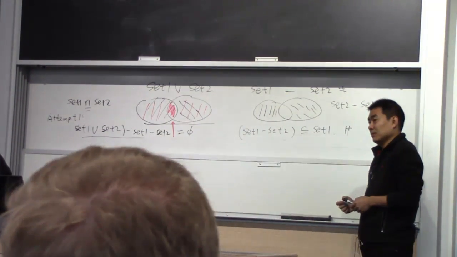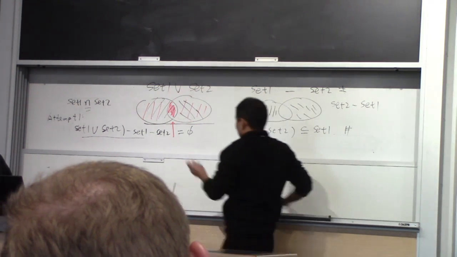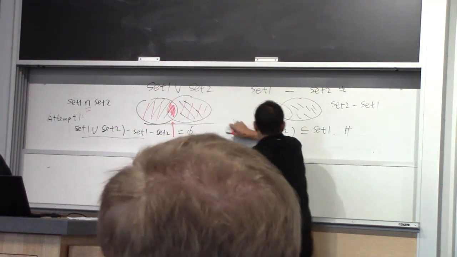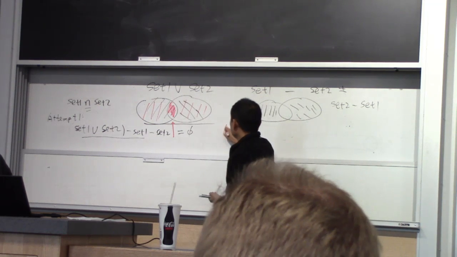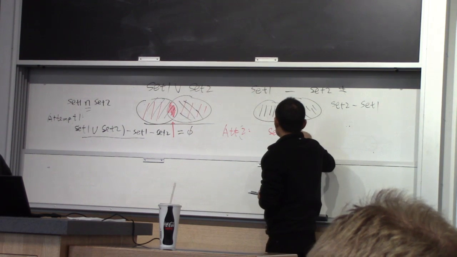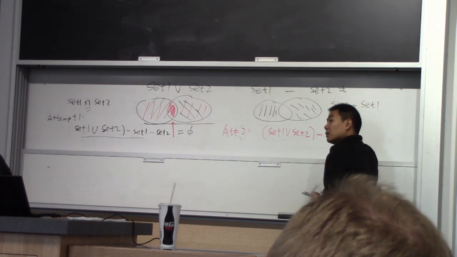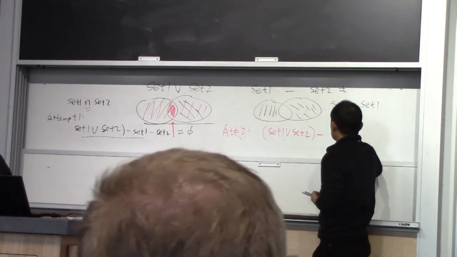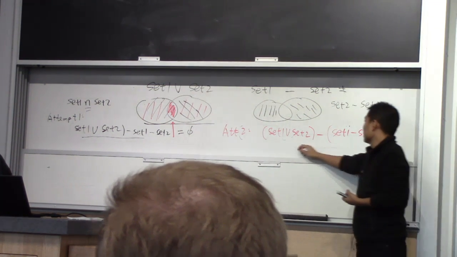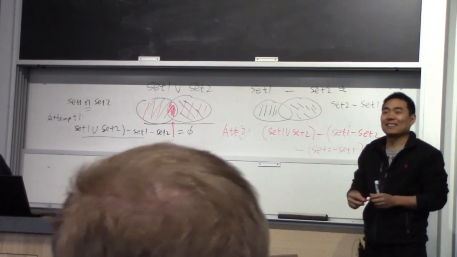I think I have a better solution. Okay. So set 1 union set 2 minus. Hold on. Let me. Attempt number 2. Set 1 union set 2, minus, open parentheses, set 1 minus set 2, minus set 2 minus set 1. Okay. All right. Looks complicated.